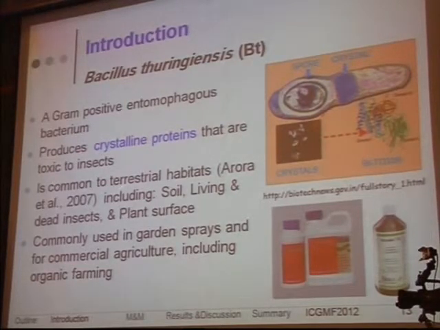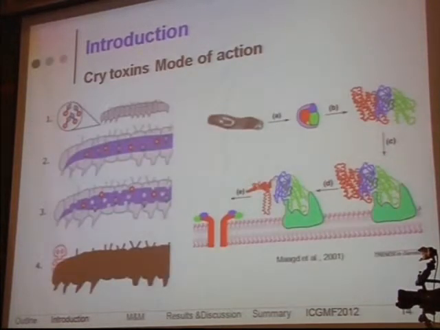This bacterium produces crystalline proteins, and these proteins were used widely in commercial agriculture and also organic agriculture, as you can see here. Before, it was no problem to use these spores for spraying, but later, when it came to transgenics, it became more of a problem.